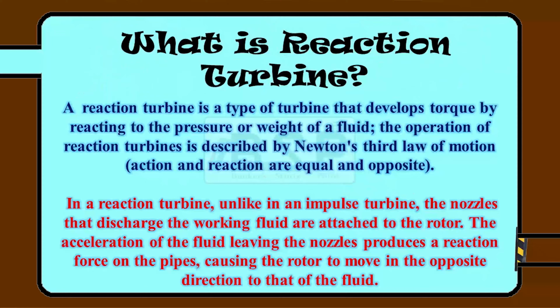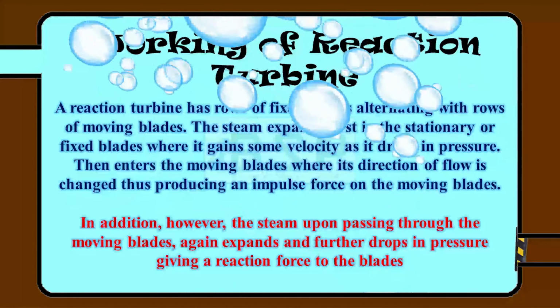In a reaction turbine, unlike in an impulse turbine, the nozzles that discharge the working fluid are attached to the rotor. The acceleration of the fluid leaving the nozzles produces a reaction force on the pipes, causing the rotor to move in the opposite direction to that of the fluid. Let us now see its working.